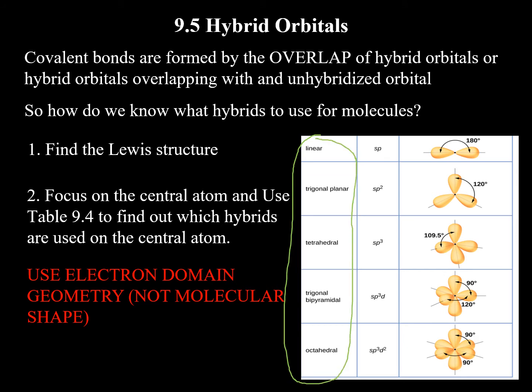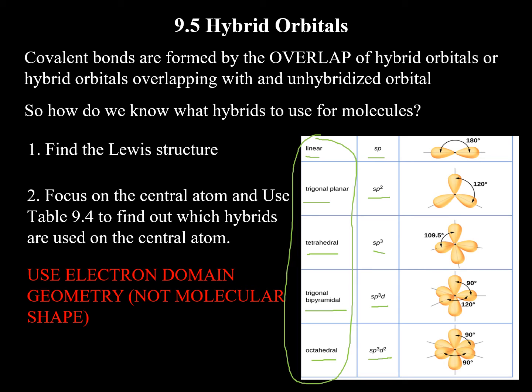So for instance, we look at linear, it corresponds to an sp. The trigonal planar, as I said, an sp2. If the electron domain is tetrahedral, we have sp3. Trigonal bipyramid, sp3d, and octahedral, 6 bonds, no lone pairs, sp3d2.